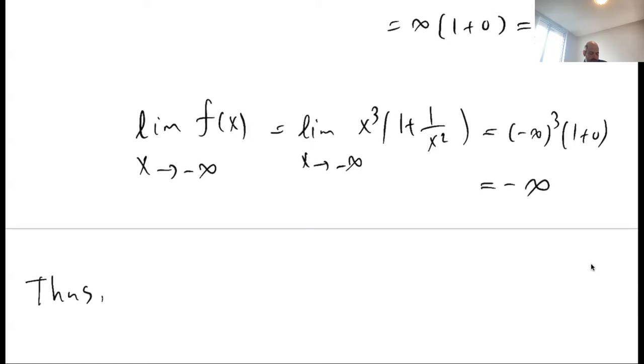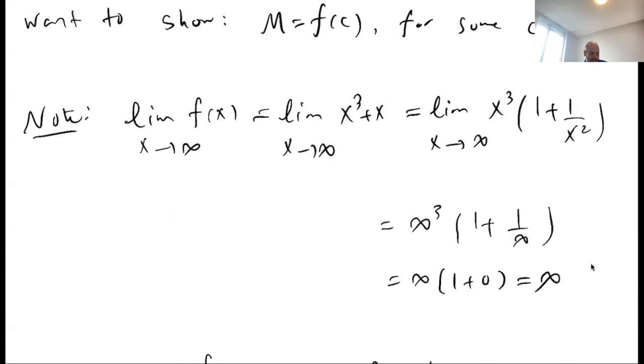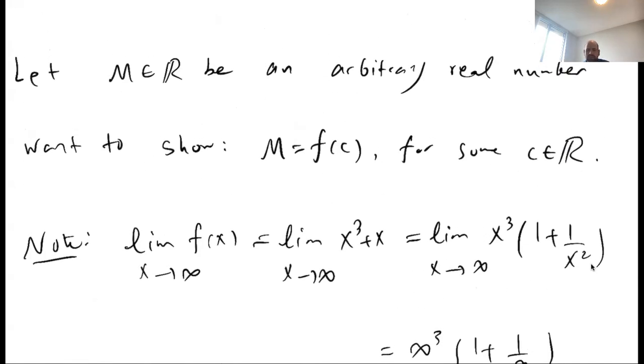Thus, what can we conclude? The limit of f of x as x approaches infinity is infinity. That means as x gets larger and larger, the output f of x can get bigger than any given number. So they will become bigger than m ultimately, because m is a fixed real number, but outputs get bigger and bigger than any given number, including m.